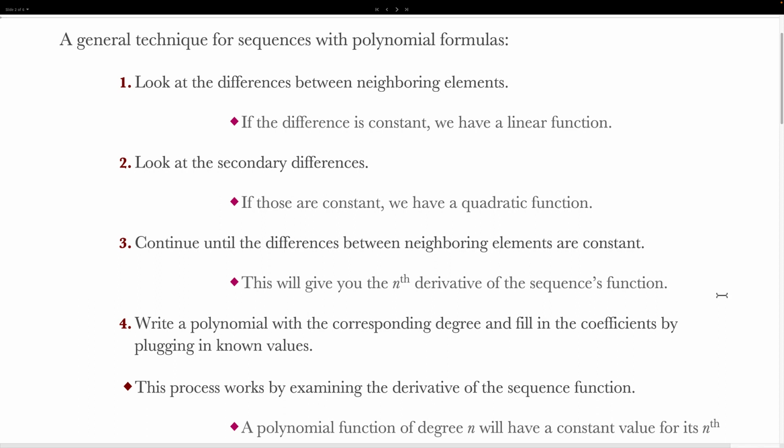Next, we can continue this process until the differences between neighboring elements are constant. Doing this should give you the nth derivative of the sequence's function, which can be used to find the function itself. Finally, once you have that, you can write a polynomial with the corresponding degree and then fill in the coefficients by plugging in known values.